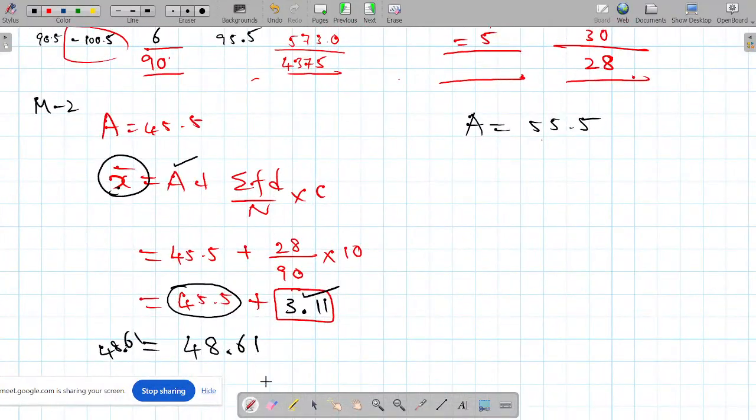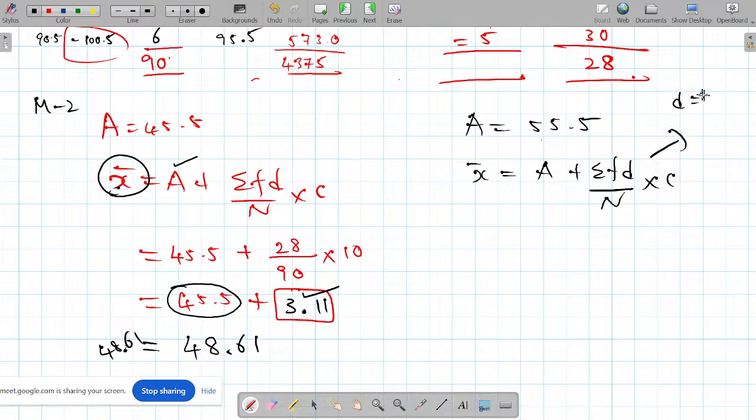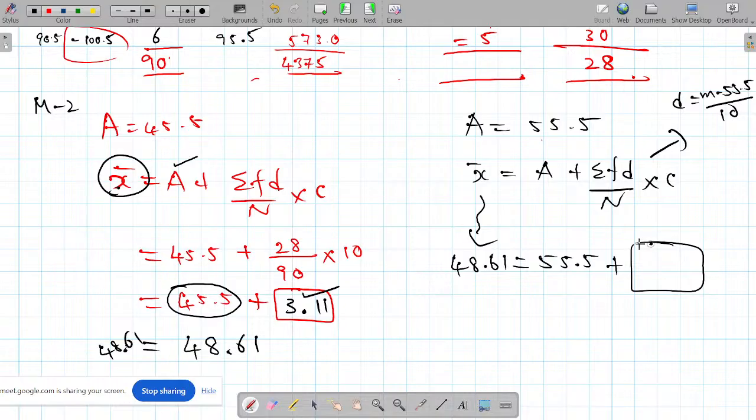Before working over the full problem, what actually did I have to get? What's the formula? X bar is equal to A plus summation FD by N into C. What's the D value here? How do you calculate? M minus 55.5 divided by 10. What was my original X bar? Here I am assuming. So what do I have to get here? Take the help of the calculator. Tell me. I want exact two decimal places.